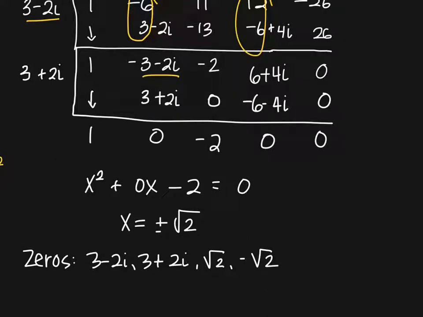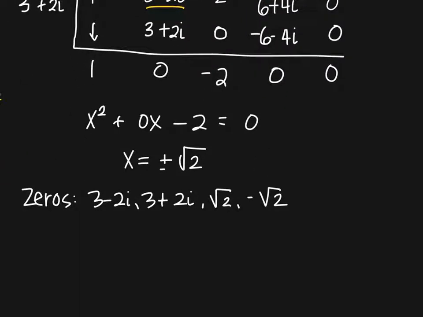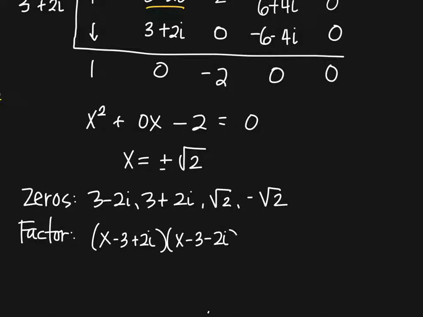So each of those zeros will translate back into a factor. Now when you write a factor for 3 minus 2i, it still has to start with x. And then it will be minus 3 plus 2i. And then the next one, it still has to start with x. Minus 3 minus 2i. And your third factor still has to start with x. And your last factor has to start with x. So now you have a factor to match each zero.